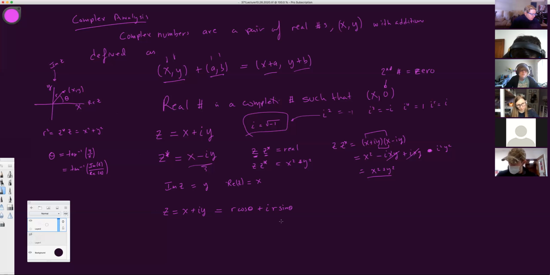And it turns out that this is r e to the i theta. You've probably seen this. You saw this in quantum mechanics before. But why is that the case?